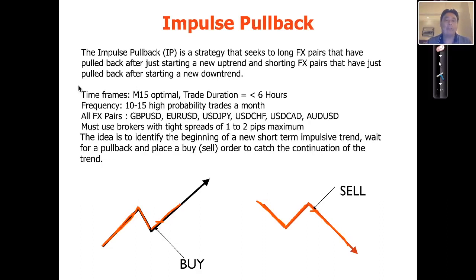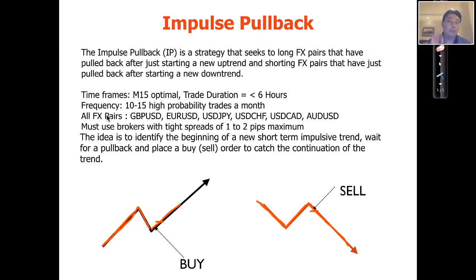As for time frames, this works best on M15 candles, 15-minute candles, and the trade duration is usually less than 6 hours. In fact, most of my trades last 1 to 3 hours. You get in, and within 1 to 3 hours you hit your profit target or your stop loss. Rarely will it go on for 6 hours, and even more rarely for more than 24 hours. It usually ends within 24 hours, so it's a day trading strategy.